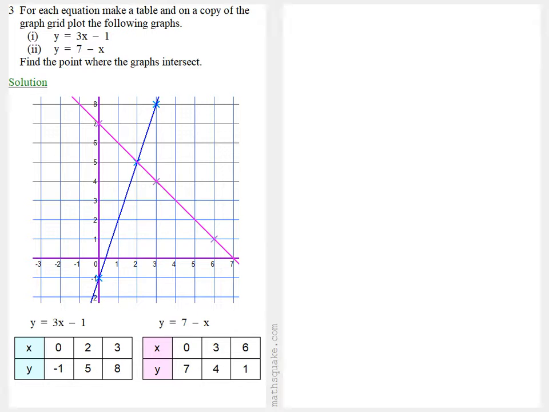Finally, we're asked to find the point where the graphs intersect. Well, looking at the graph, we see that they intersect at the point (2, 5).